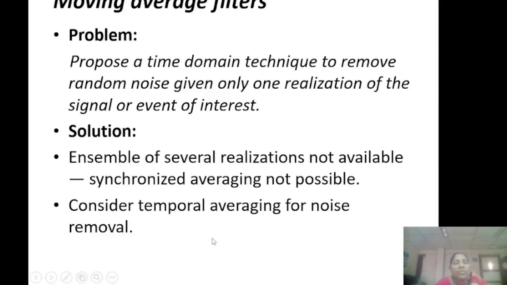Good morning, students. Today's class we are going to study the moving average filter. Here we are proposing a time domain technique to remove the random noise present in the signal, with only one realization of the signal or event of interest.